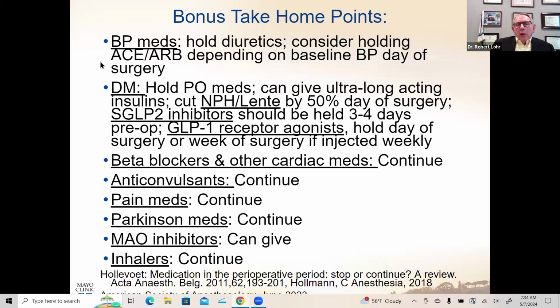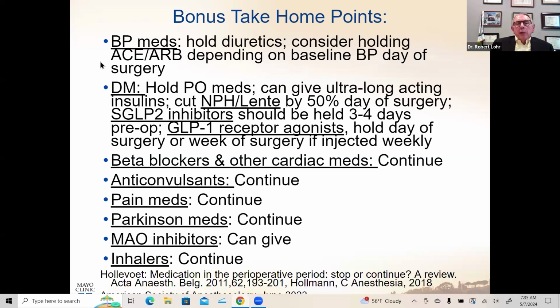So the way I handle this personally is that if the patient, when I'm seeing them, has a blood pressure on the high side, they're 140, 150, 160, I may say go ahead and take the ACE or ARB. But if they're lower at baseline, well controlled, 110, 120, 130, I will ask them to hold it. Now, this applies only to the morning dose. If they are taking something in the evening, they can take it. But you want to avoid hypotension, and certainly anesthesia wants you to avoid hypotension.